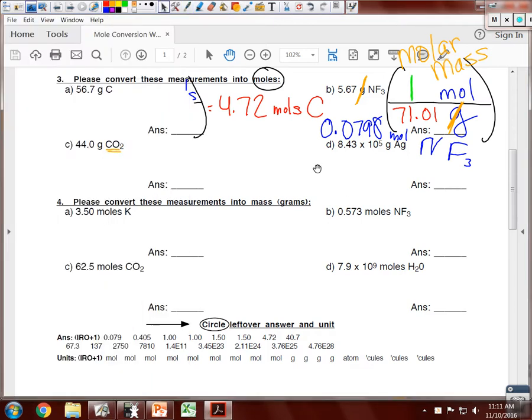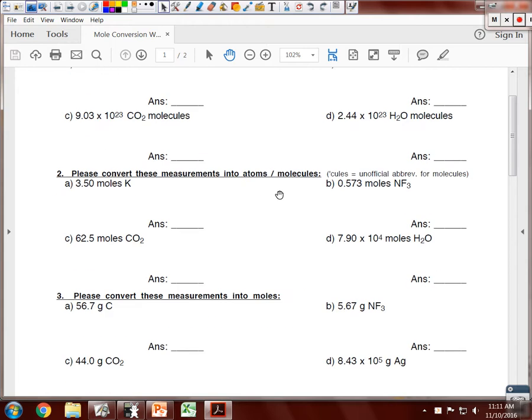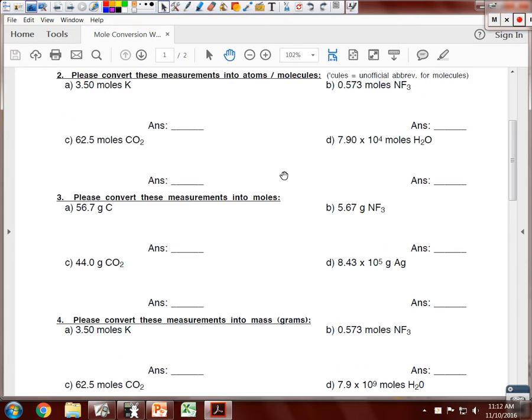Okay. So we've done 2 examples like that. Let's go back up to number 2. So 2A. This time, we're going to convert these measurements into atoms. And again, this is really atoms or molecules. Now, I'm going to be 100% honest with you. I don't even know if you guys noticed it.